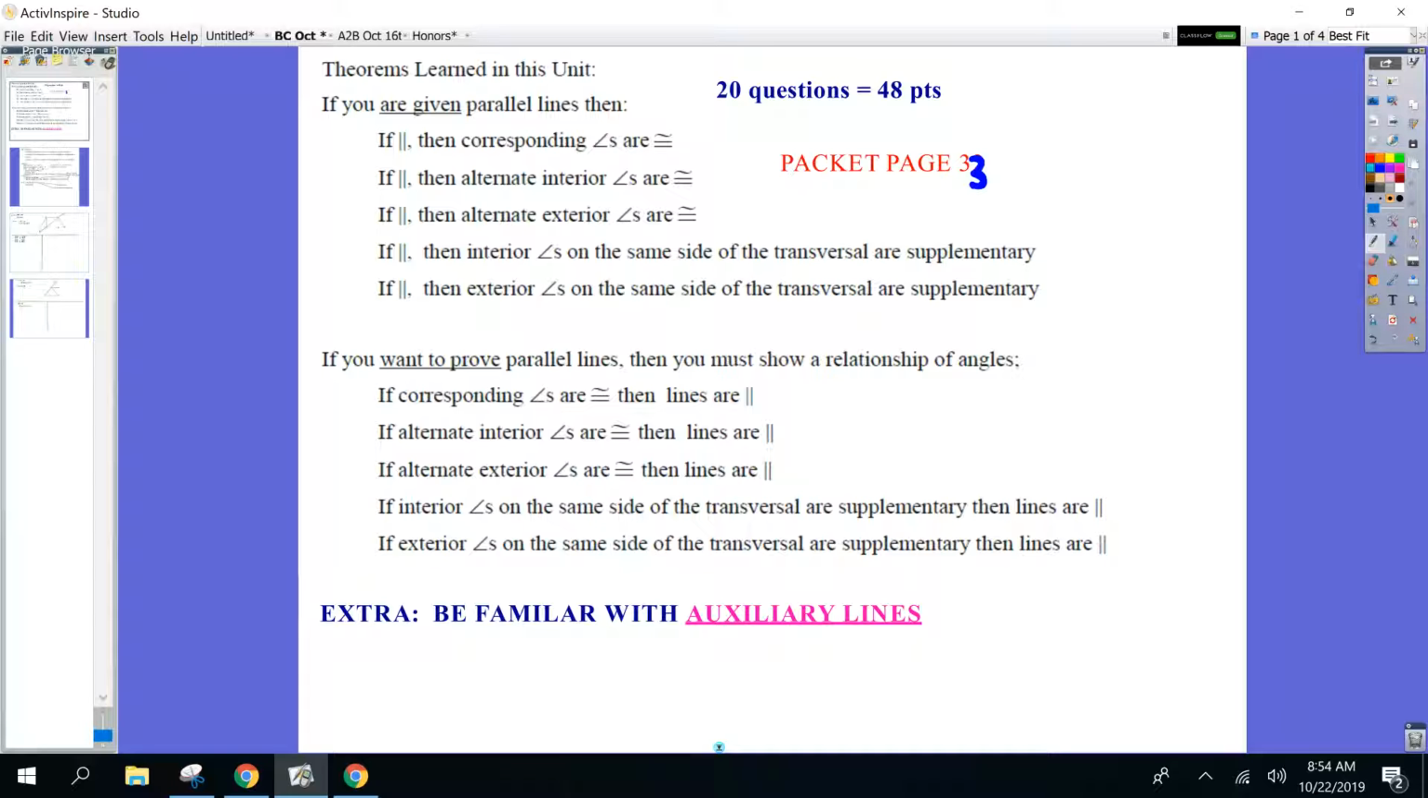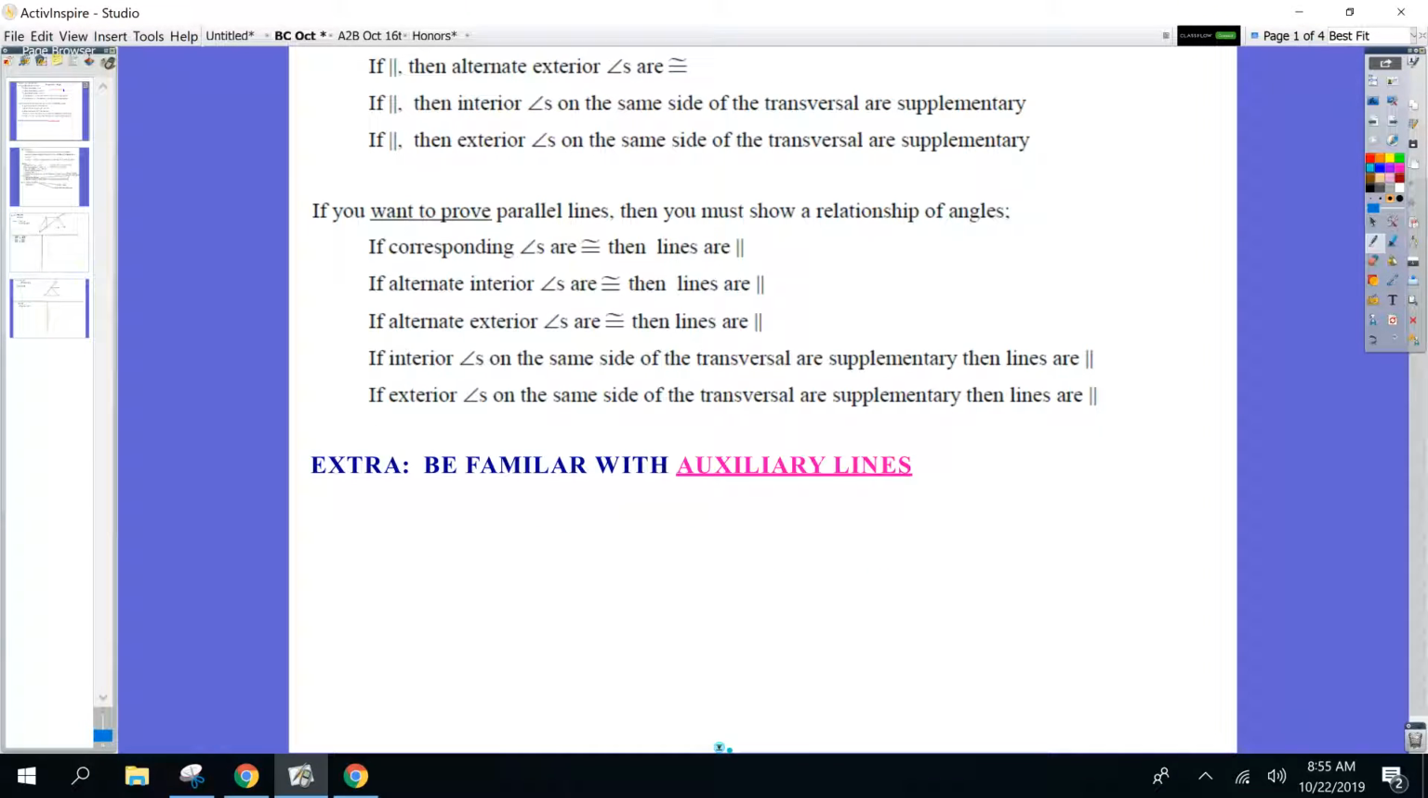What I did for you, as you can see here on the first half of that page 33, all the theorems that we've gone over. I'm going to ask you to write in something extra for me. Please be aware of auxiliary line problems, ones where you need to add in your own parallel line, because the one I gave you has no transversal. Look back in your notes. I believe we did that day one. We also did a homework problem with it. Don't be surprised if one shows up tomorrow.